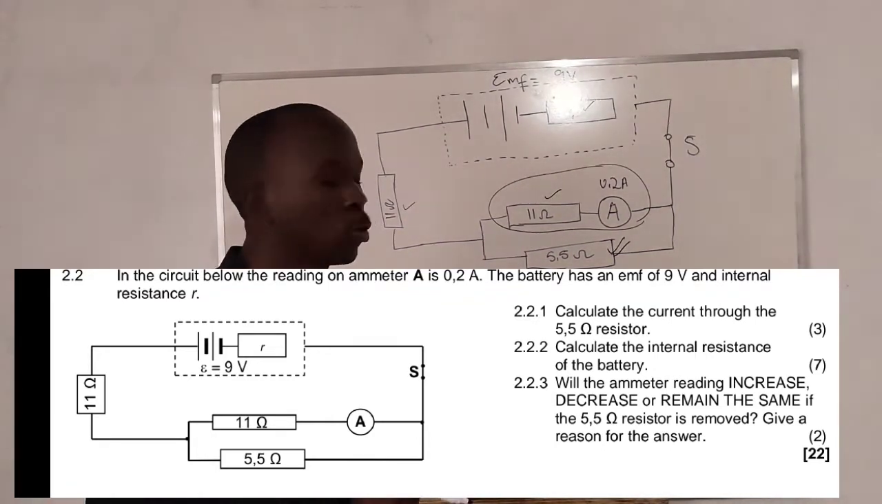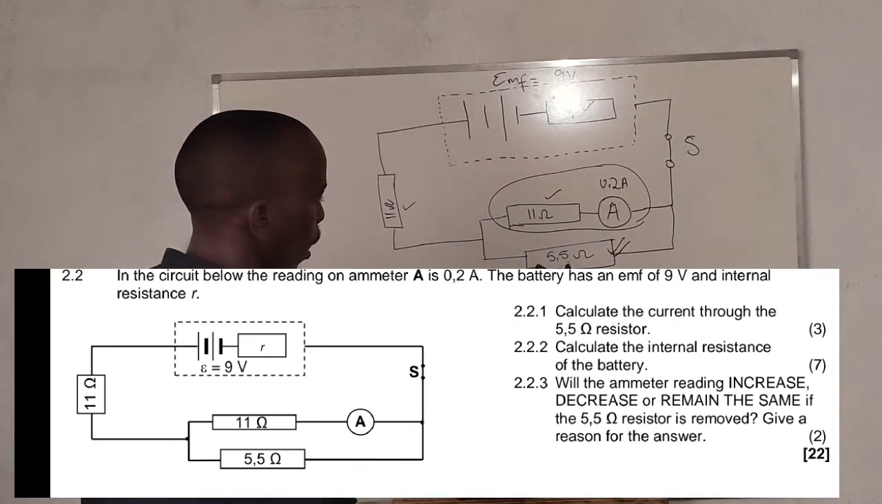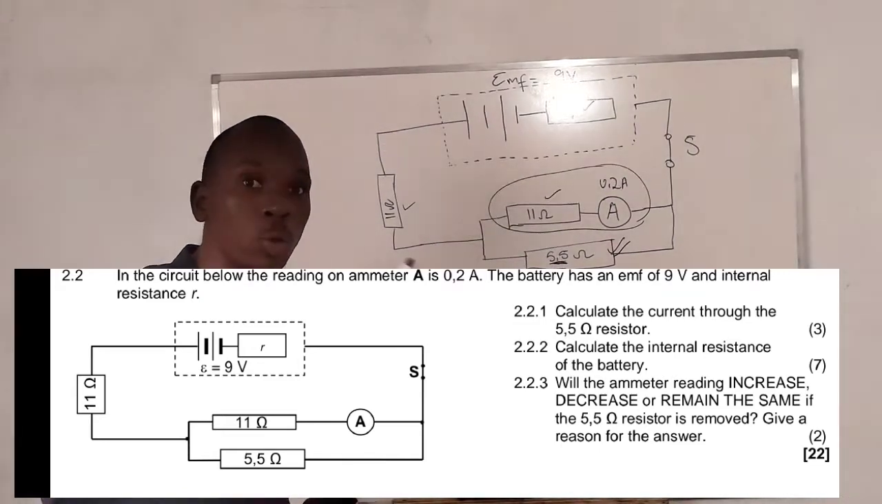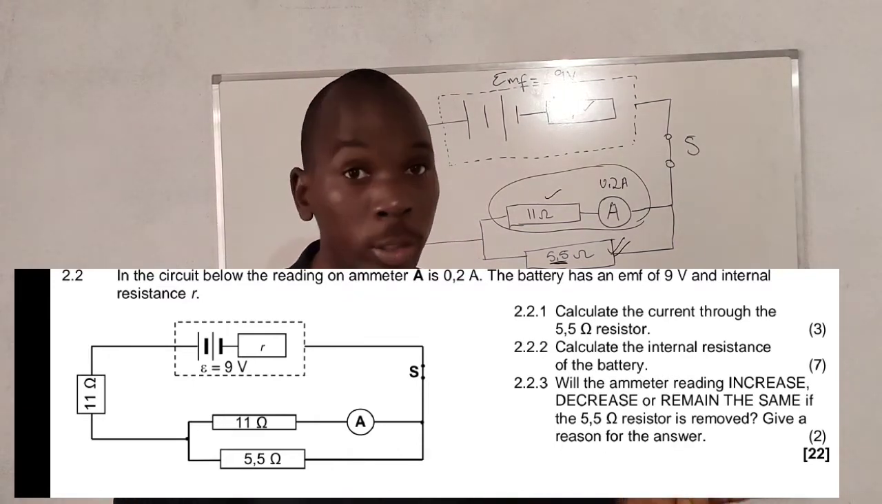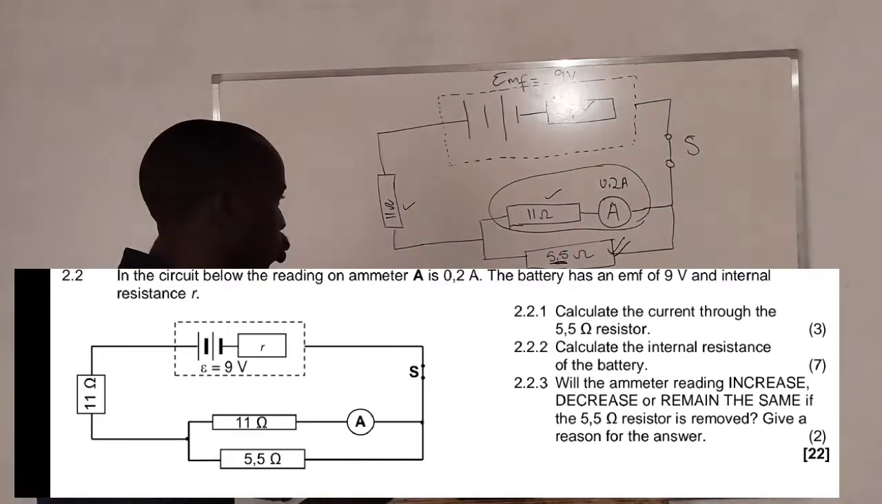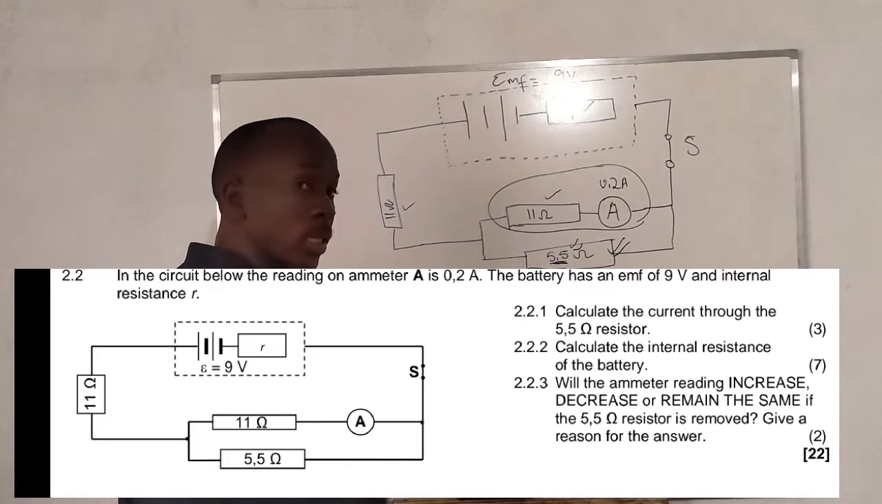And then also let us look at what we have here. This is the resistor here. The first question, I'm sure the question paper is now appearing on your screen. The first question requires us to calculate the current passing through this resistor.